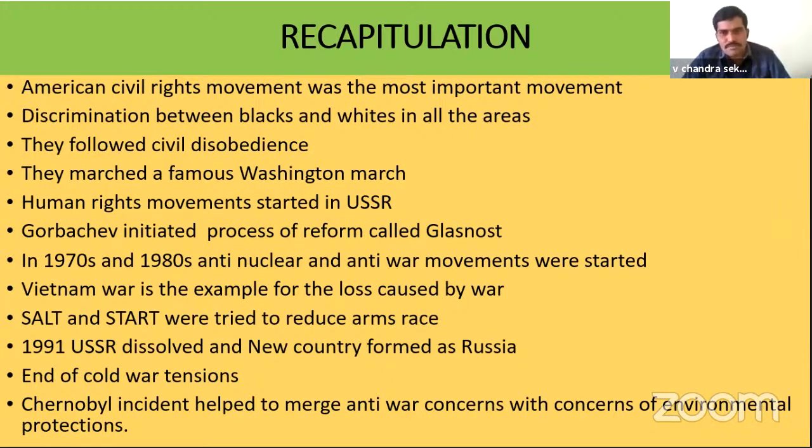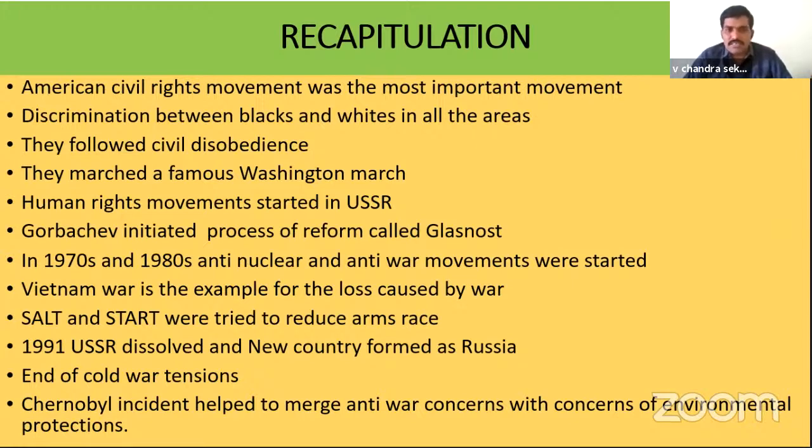At the same time, they didn't have any rights, and the government always tried to control the people in each and every activity. So they started human rights movements in USSR. Because of the human rights pressures in USSR, finally the president of USSR, Gorbachev, initiated a process of reform called glasnost. It gave more transparency to government policies and activities, and gave more freedom to the people. It was an initial step taken by Gorbachev, the USSR president.